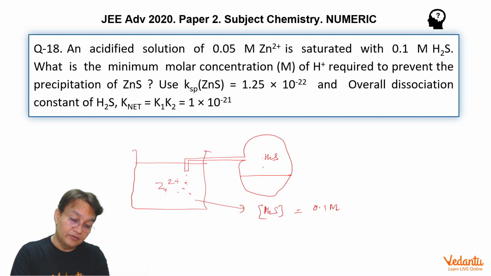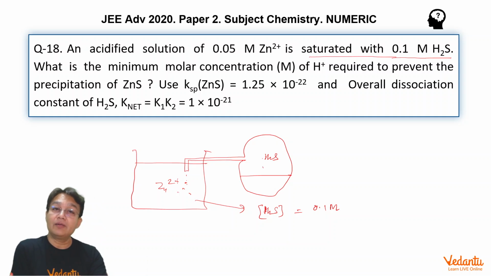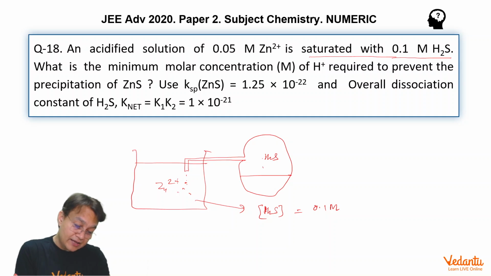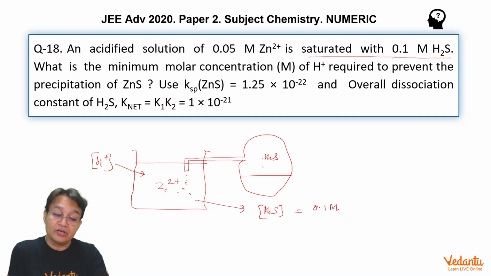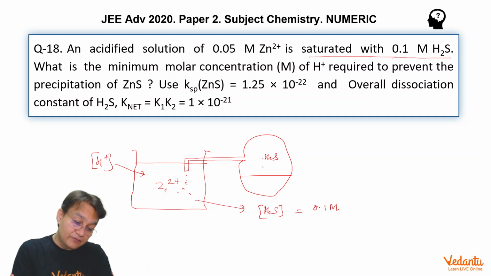As you can see in this problem, the meaning of this line, saturated with 0.1 M H2S, is that we have to saturate this solution with H2S. Also, you can put here acid, H+ ion, and this H+ ion is going to control the concentration of S2- ion. So what we have to do is find out the H+ ion concentration which is required so that Zn2+ is not precipitated.